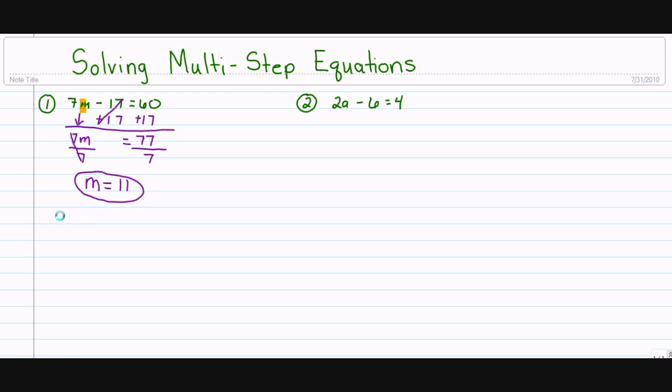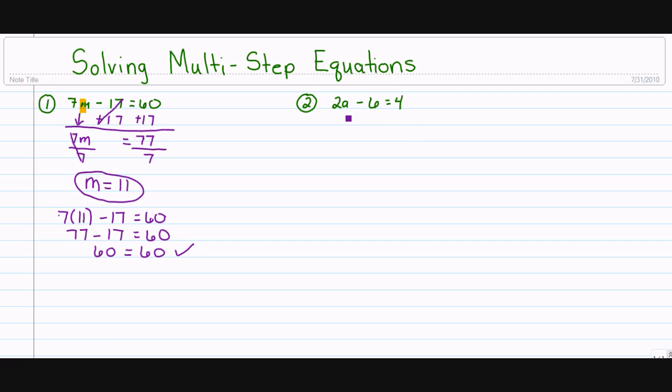Now I can go back and check my answer. 7 times 11 minus 17 equals 60. 77 minus 17 equals 60. And hence 60 equals 60. I know I did my problem correct. Let's go on to number 2.